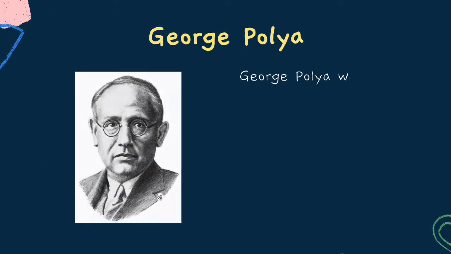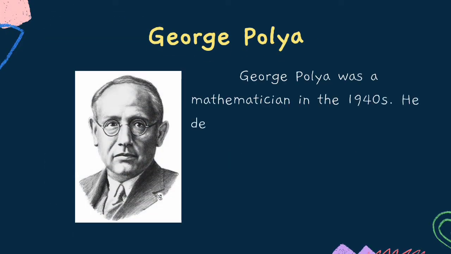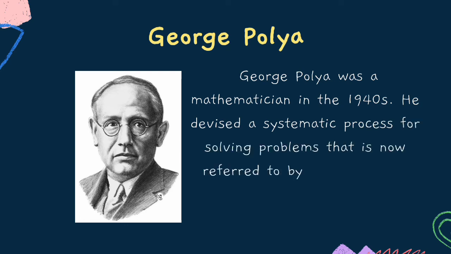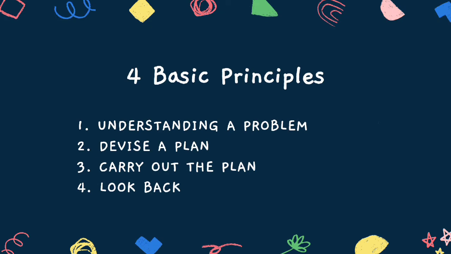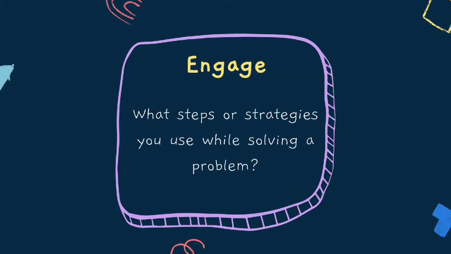George Polya was a mathematician in the 1940s. He devised a systematic process for solving problems that is now referred to by his name, the Polya 4-step problem-solving process. Here are the 4 basic principles: understanding the problem, devise a plan, carry out the plan, and look back. As a student, what steps or strategies do you use while solving a problem?